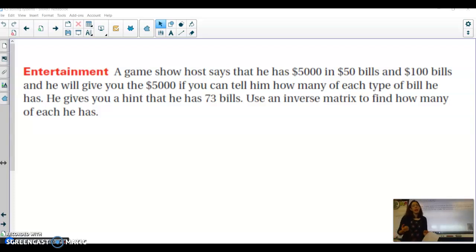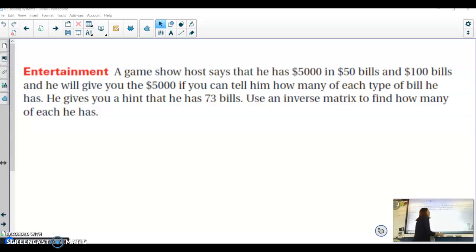So in his pocket, he's got $5,000, and you know it's a combination of 50s and 100s. He'll give you the $5,000 if you can tell him how many of each bill he has. And his hint is that he has 73 bills total. So if he literally counted the number of pieces of paper money in his pocket, it would be 73. So we are going to use matrices to solve this.